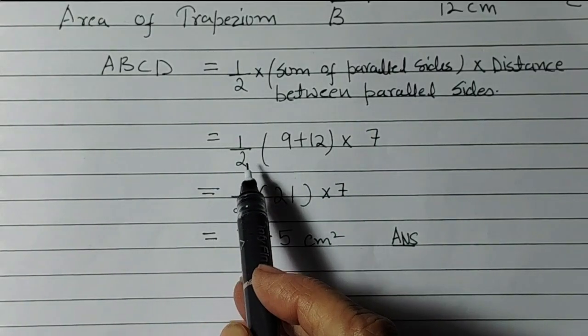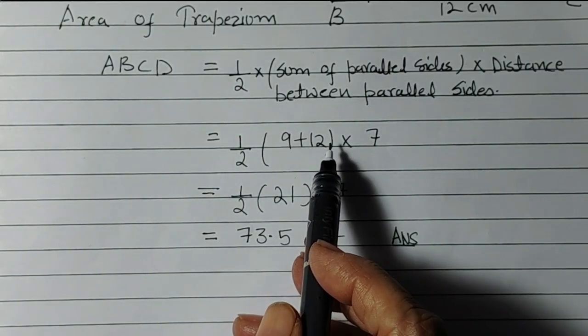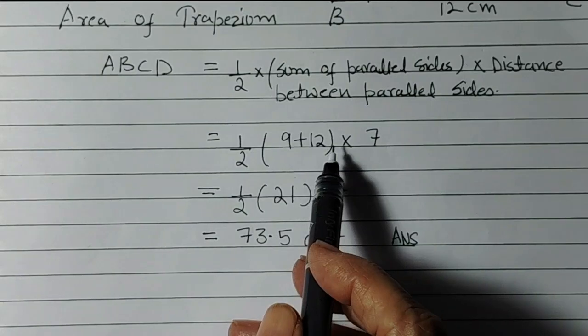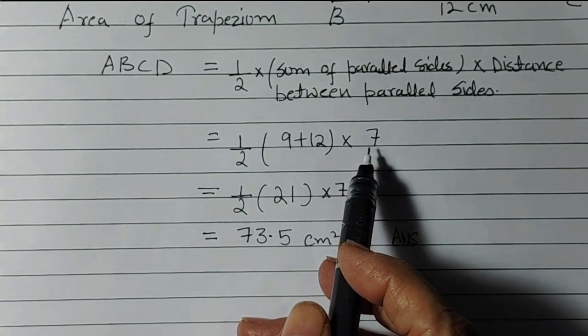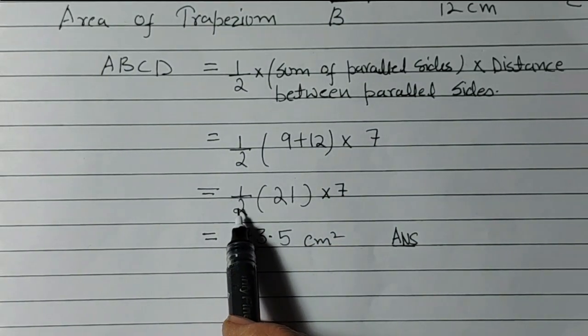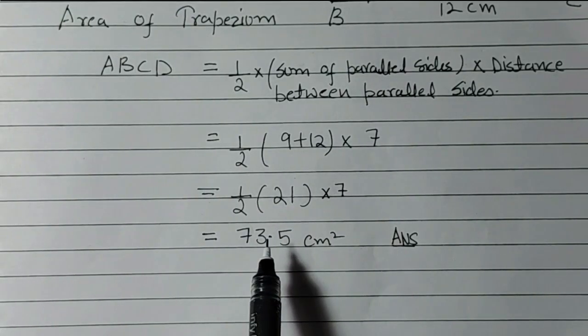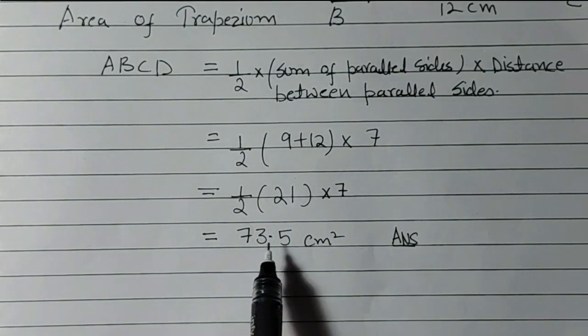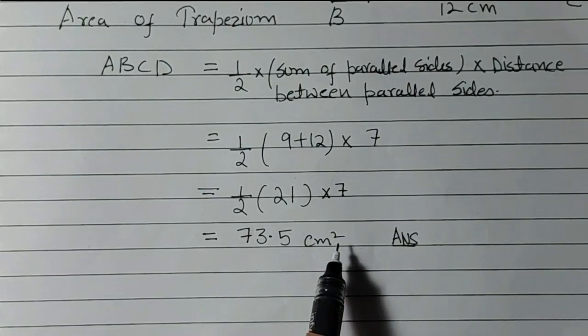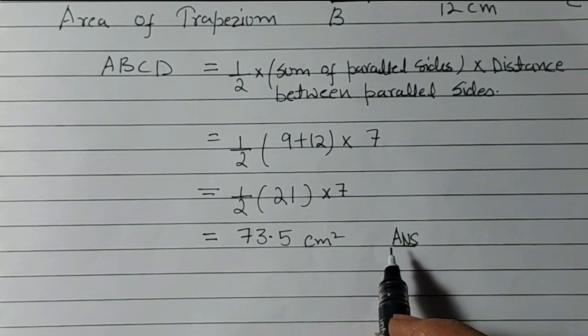Area will be equal to 1 by 2 times (9 plus 12), this is the sum of the sides, and this is the distance, times 7, which is equal to 1 by 2 times 21 times 7. And the final answer is 73.5 centimeter square. This is the answer.